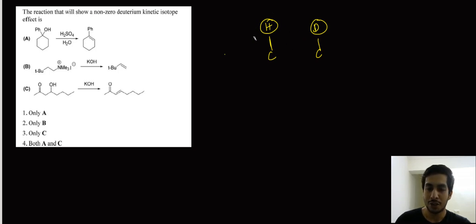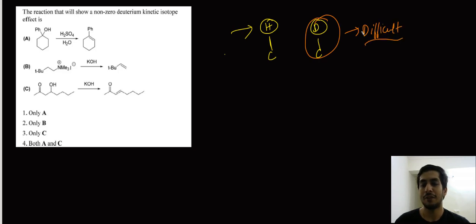Now the carbon-hydrogen bond is basically weaker as compared to the carbon-deuterium bond. The carbon-hydrogen bond is of higher energy, so this bond can be easily broken. The carbon-hydrogen bond can be easily broken as compared to the carbon-deuterium bond, which is difficult to break, right?